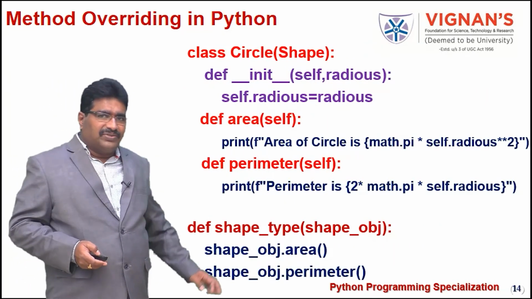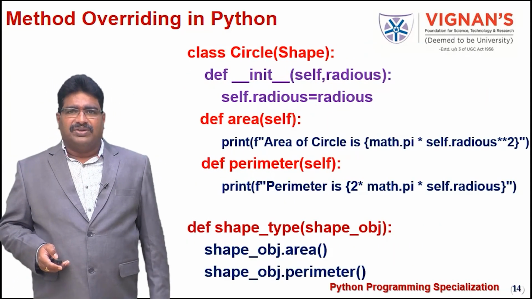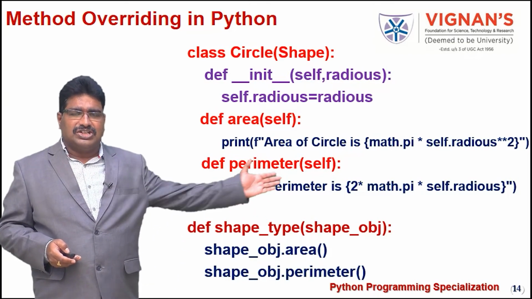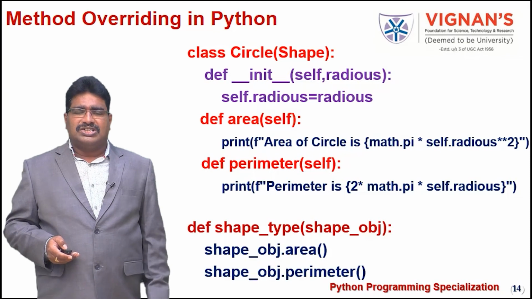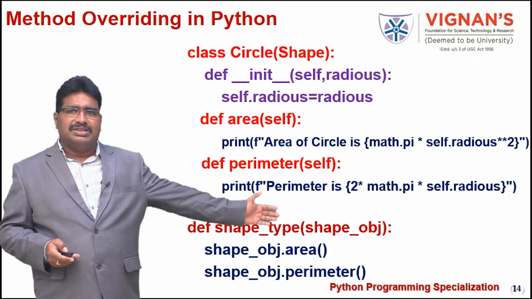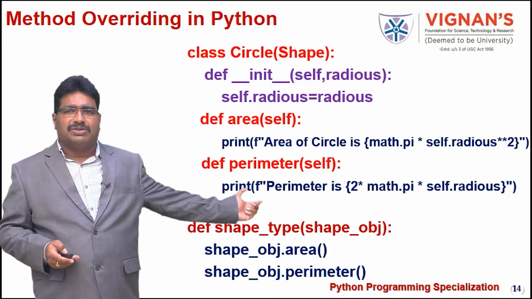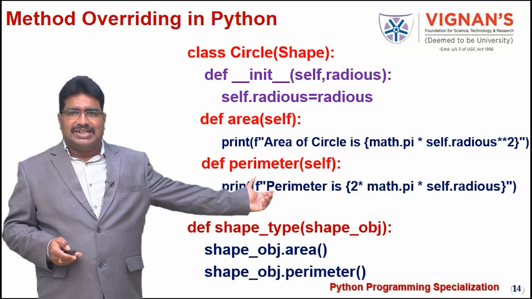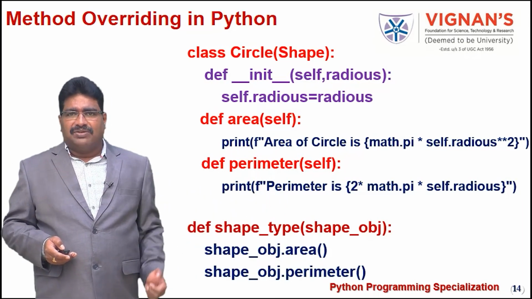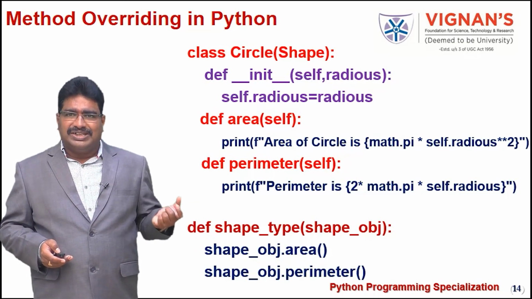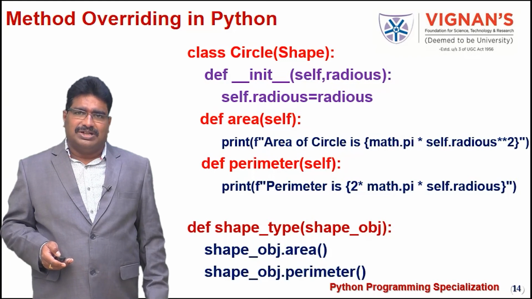Now we try to define a function, shape type. The shape type function simply takes the shape object as a parameter, and it calls two methods: the particular object's area and perimeter. So the shape type is one of the user defined functions. It takes one shape object, and whichever object we pass to the shape type function, that object's area and perimeter functions are displayed on the screen.